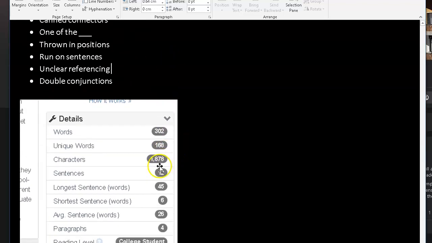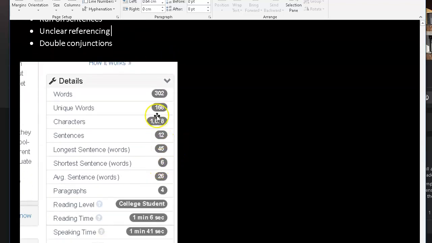The essay itself, 302 words. 168 of them were unique. That means used once, meaning 134 of them were used more than once. Some of them, of course, like a and an and the, grammar words you have to use frequently. Longest sentence, 45 words. Shortest sentence, 6. Average sentence is a bit long.